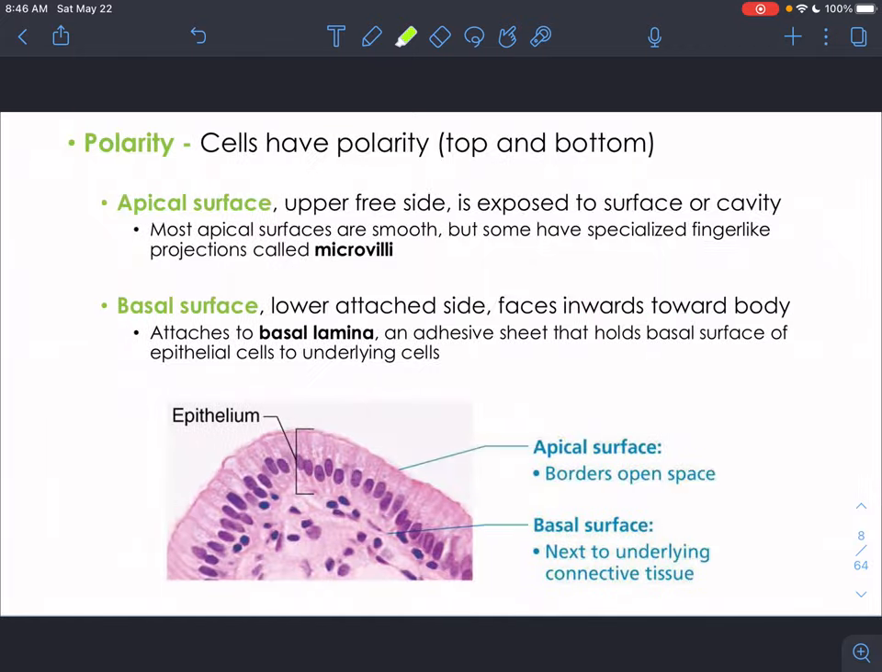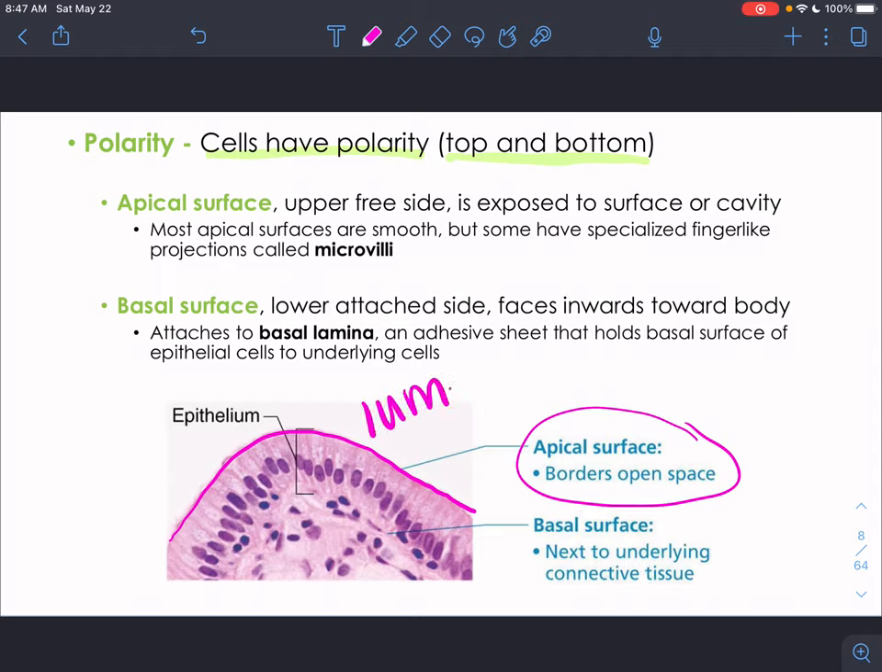Okay, so to start, polarity. Cells very basically have a polarity, which means a top and a bottom, some sort of separation. Because we have cells lining the surface of the body or lining a body cavity, you're always going to have a top surface of those cells. That's called the apical surface. It's going to border that open area that I talked about, and that open area is called a lumen.